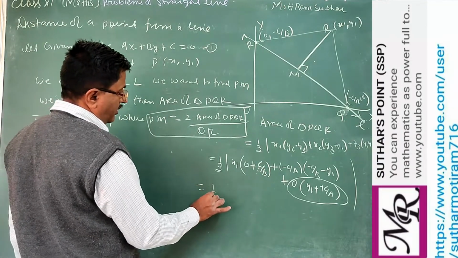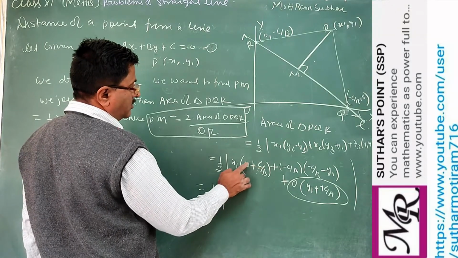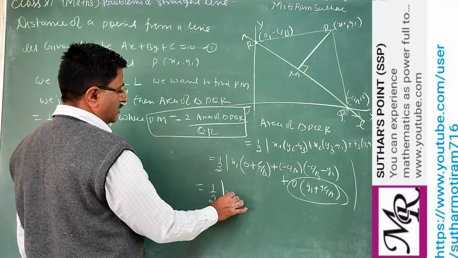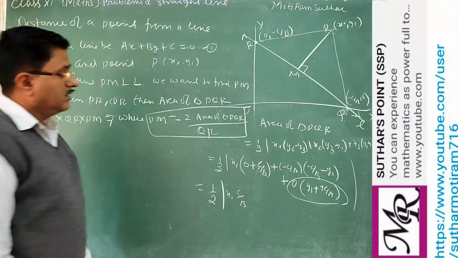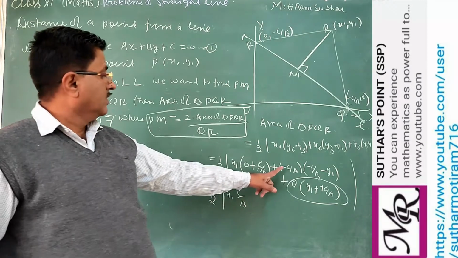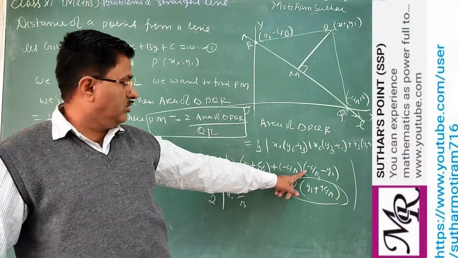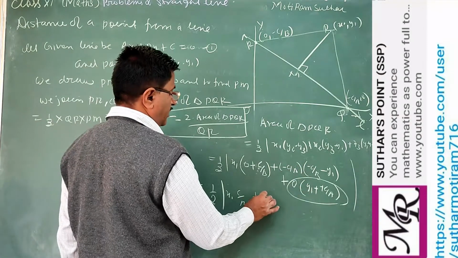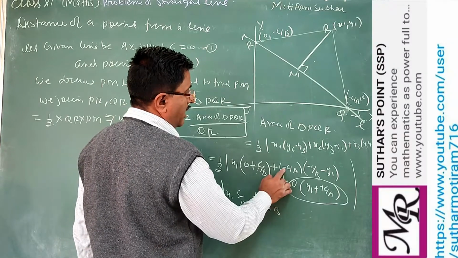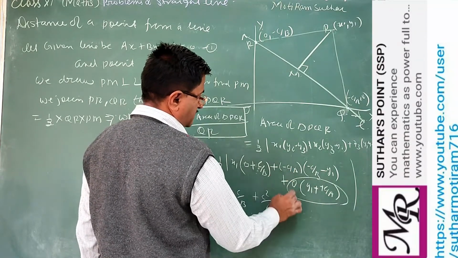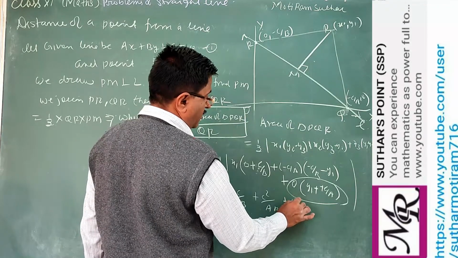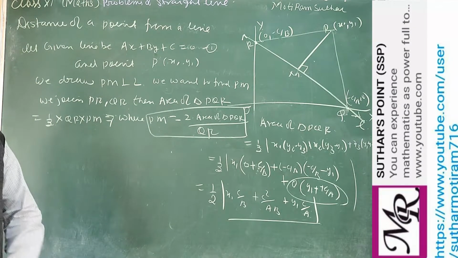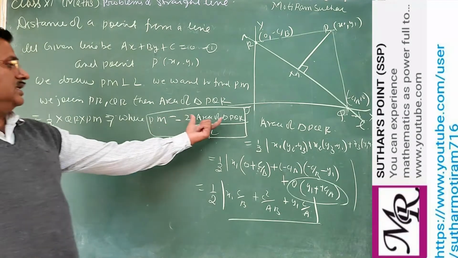So what we get is 1 by 2 mod of, now x1 is 0, so multiply this one, so x1 into c by b. Then you have the constant minus c upon a into minus c upon b, that is minus minus plus, so c square upon ab, then minus minus plus, so plus y1 c upon b. So this is the area of the triangle.